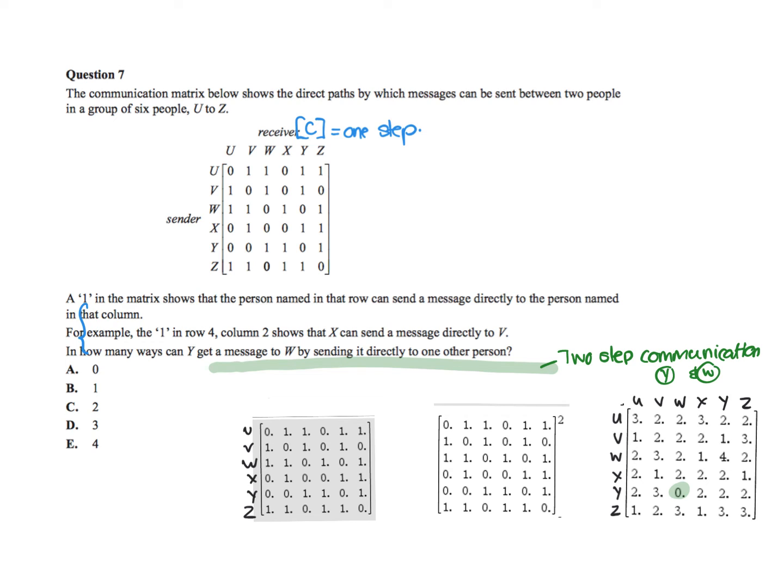So what I've done in here is typed out on my calculator, this is C, okay? And then to get this 2-step communication, I've taken C and raised it to the power of 2, so this is C squared. So this is 2-step communication. We're looking for between Y and W, and you can see it's got a 0. So there are actually 0 2-step communications. So we just pick the answer 0 there.